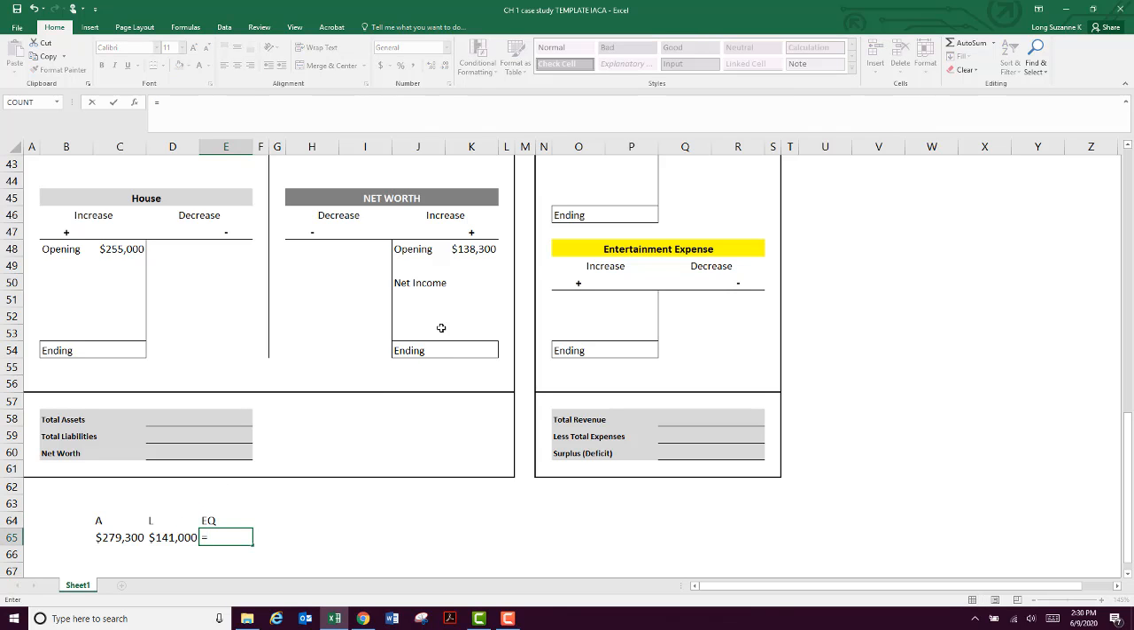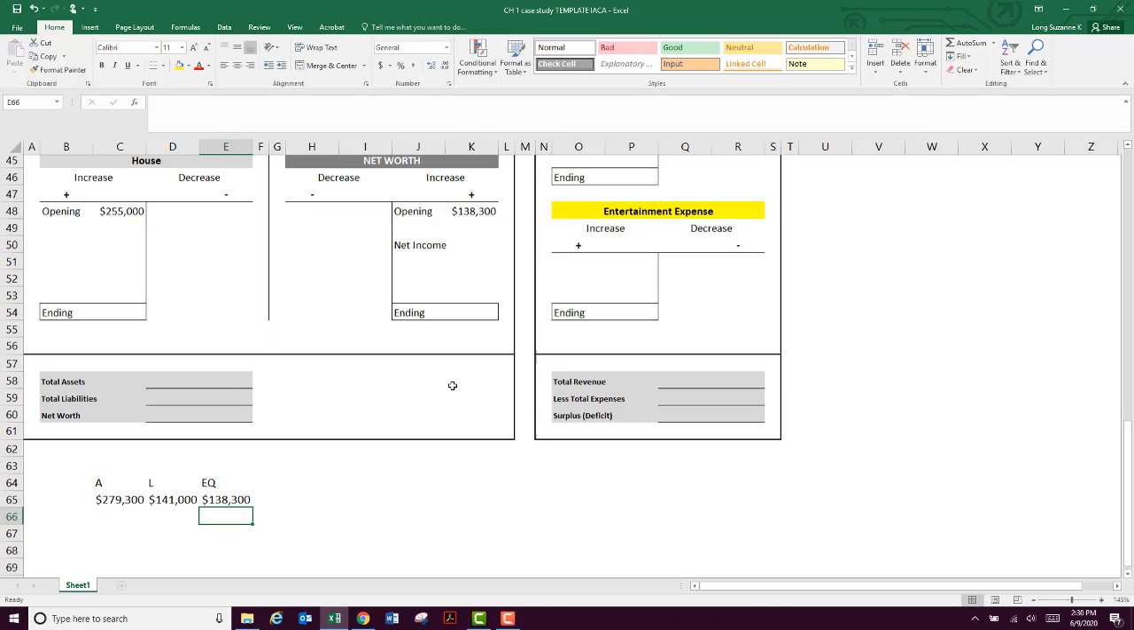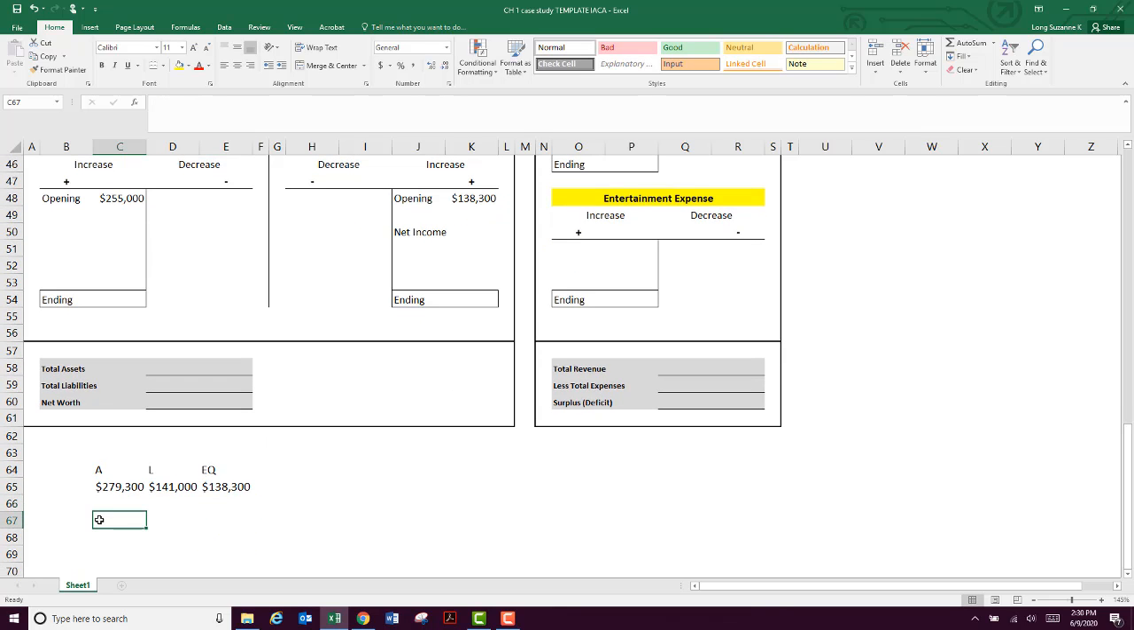Equity equals, I'm just going to click on that number. Notice I'm not typing that number again. This is called a cell reference. Equals, click on that number. And then I'm curious about, does this little formula work out?